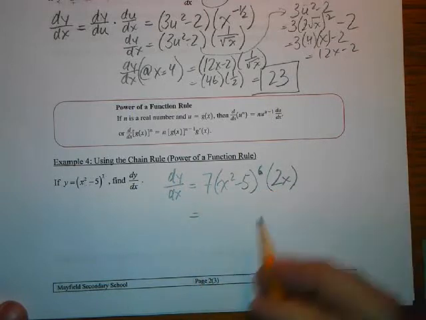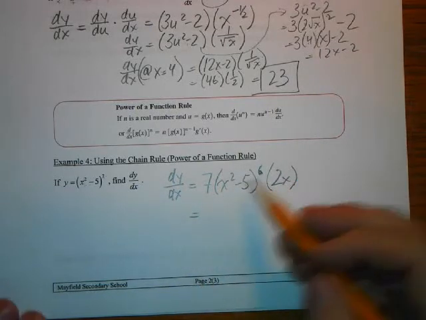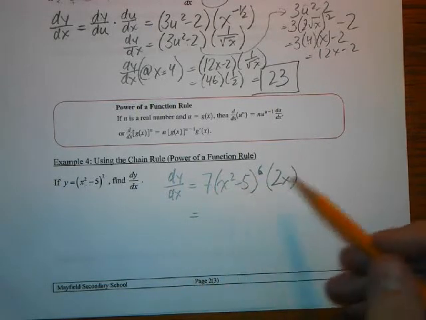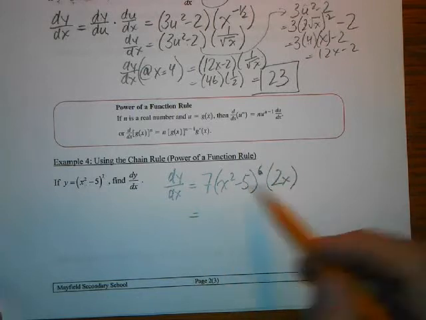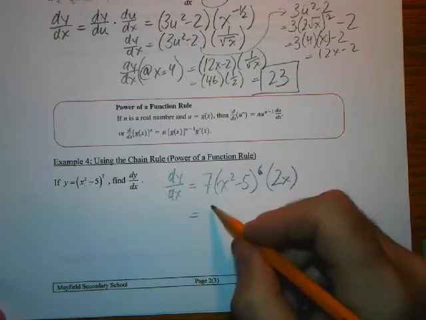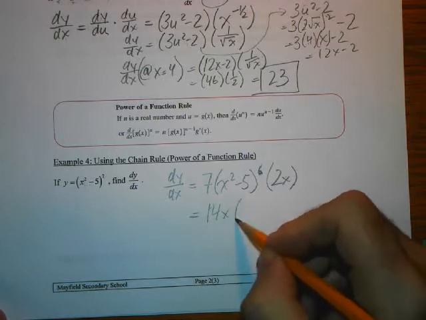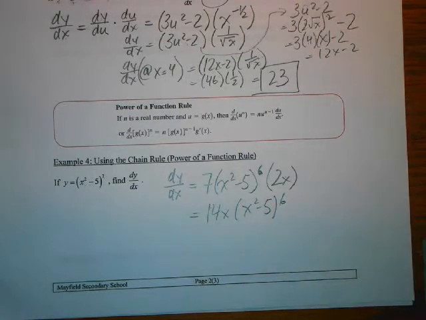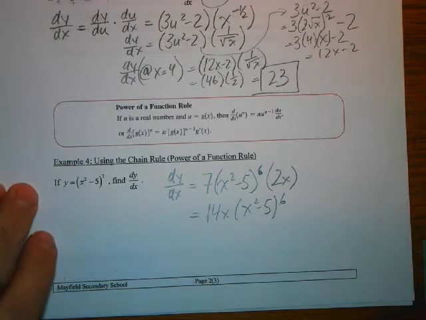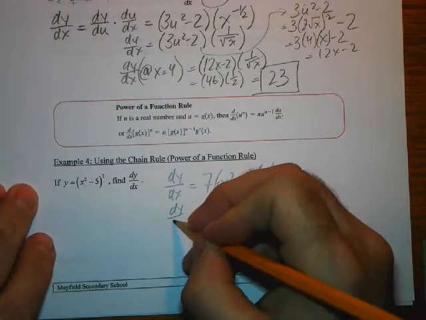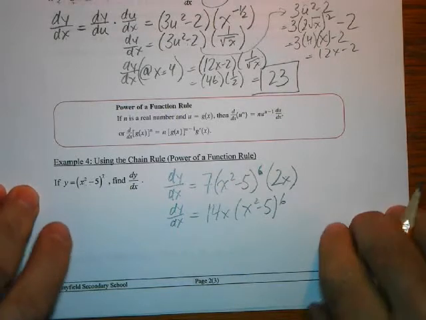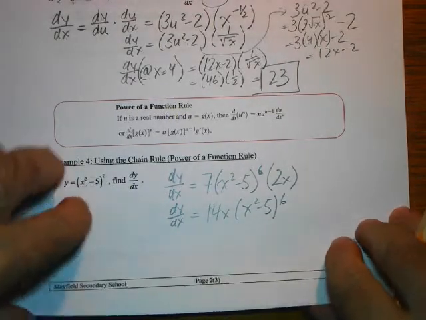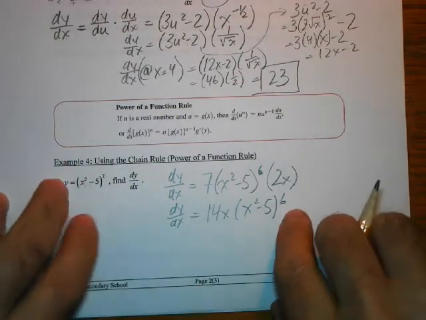So you shouldn't leave it like this, because you can very easily make this look less complicated if you just multiply the 7 with the 2x. So that would be 14x times x squared minus 5 to the power 6. And that would be the final answer. Definitely don't expand what's in the brackets.